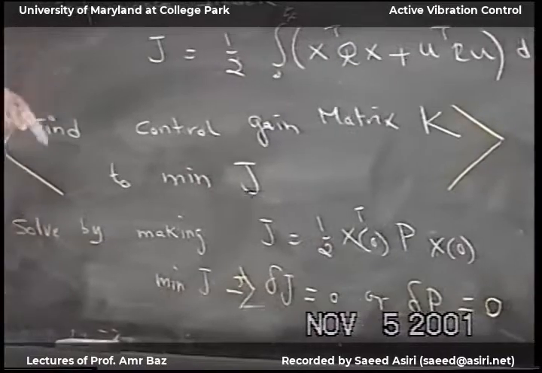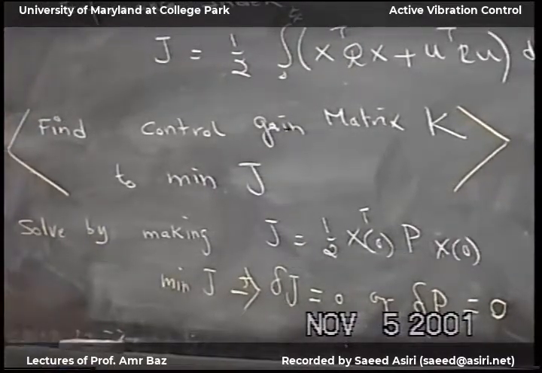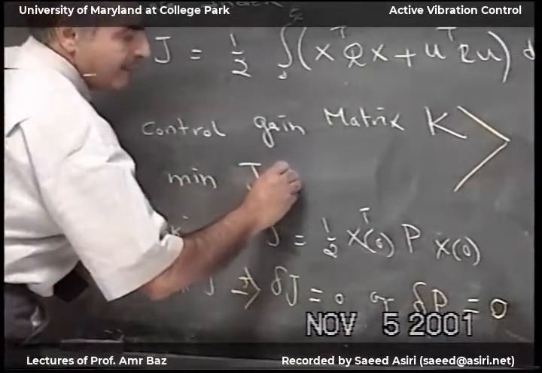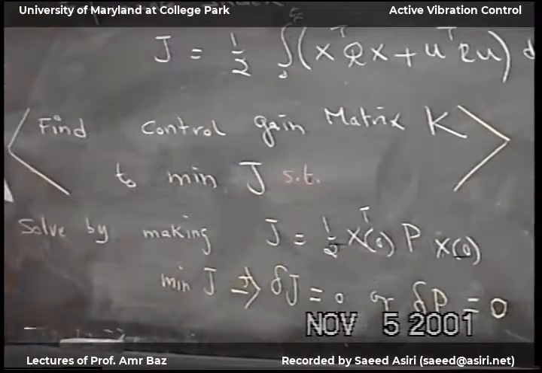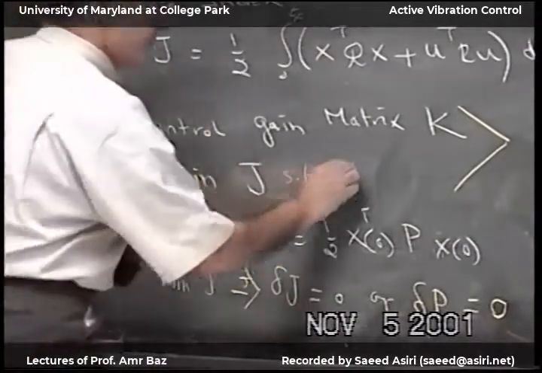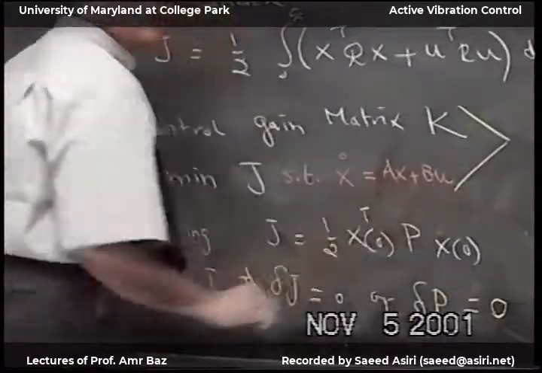Okay, so now from here, I have to add one more line. And we'll say now, find the control gain to minimize this, and I have to satisfy the equation of motion of the system. That's Bu.